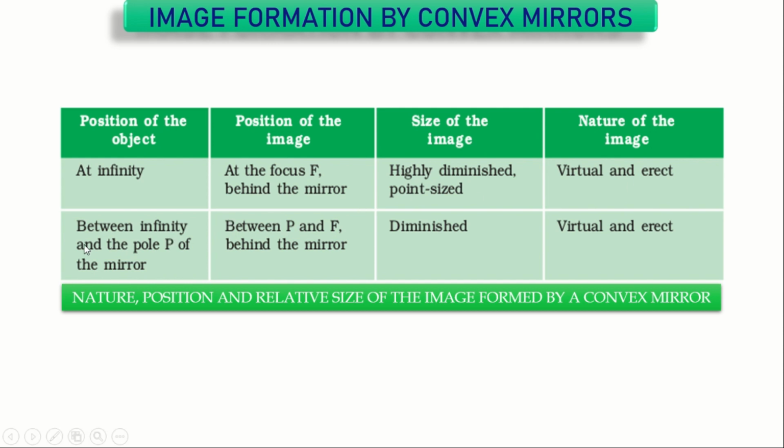Next is when the object is placed between infinity and pole P. So the distance of this object can be measured. In this case, the position of the image will be between the pole and the principal focus of the convex mirror. The image formed will be highly diminished and again virtual and erect.